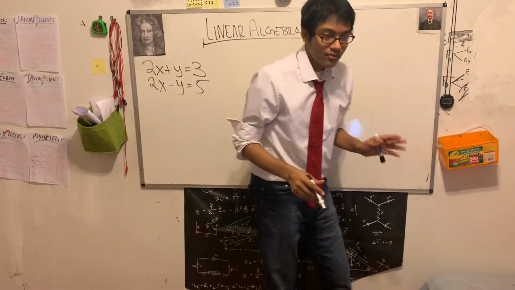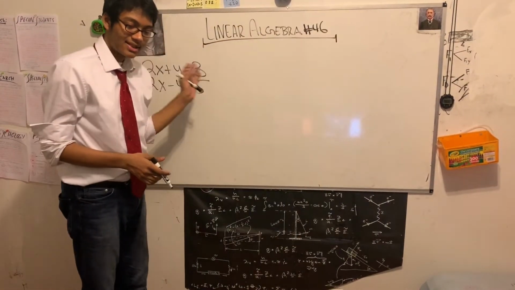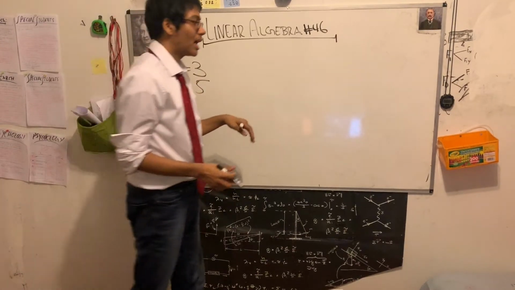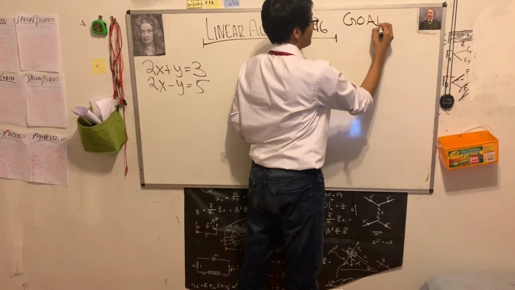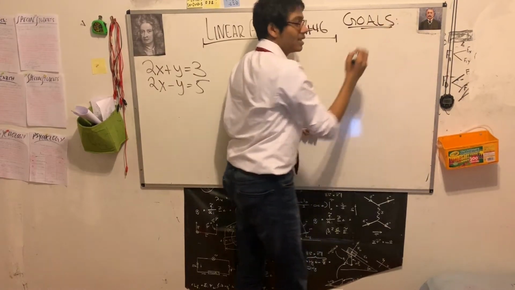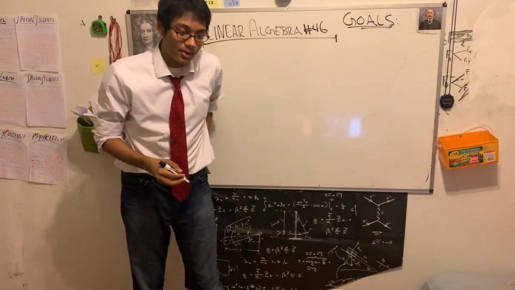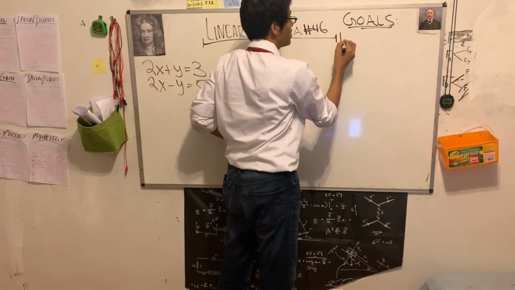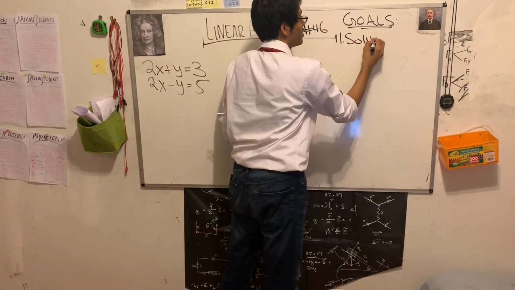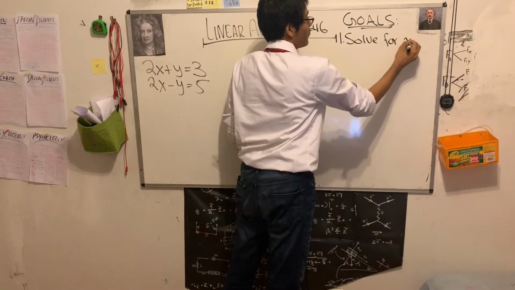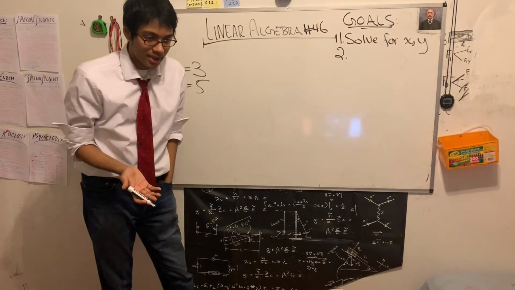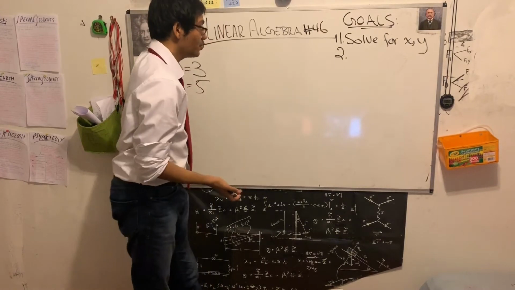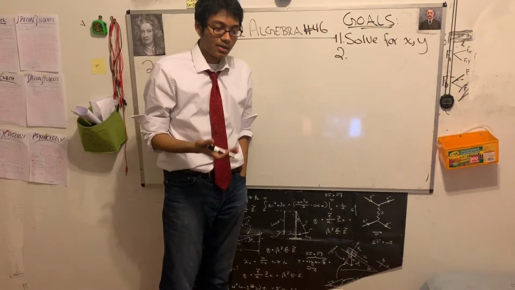Okay, so before we begin solving the system of linear equations, I want to outline my goals. It's always important to have a checklist before you start solving any problem. Number one, what do we want to do? We want to solve for the variables. So we want to solve for x and y. That's what you always want to do. It's pretty obvious, right?